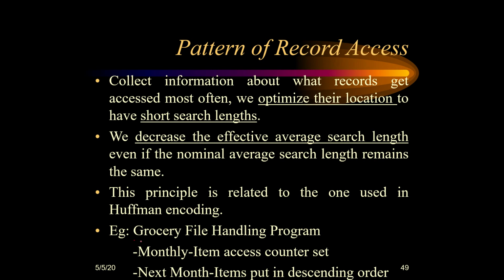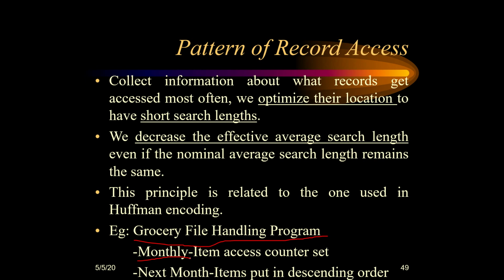One example here is a grocery file handling program. In a nearby grocery shop, you can install a program that records the monthly accesses of each item by the users. Let it be, for item 1, by the end of the month maybe 10, and for item 2 it is 5. We take that list, and in the next month we put it inside the database or file in descending order.